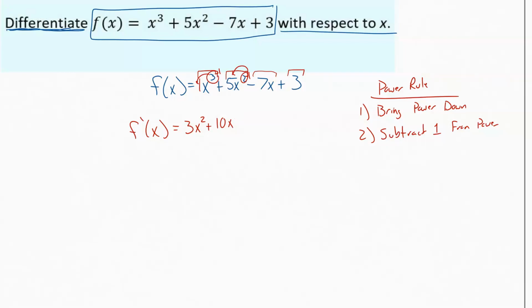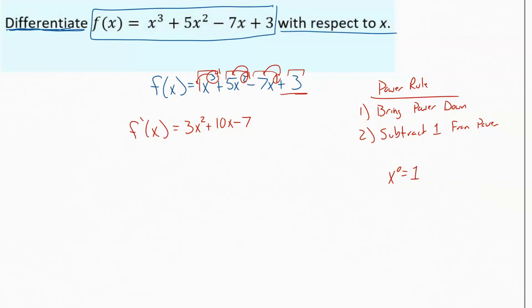Now looking at the next piece, the negative 7x, remember there's an unwritten 1 on the power of that x. So we're bringing that power down. We get 1 times negative 7 gets us negative 7. And technically, again, we get x to the 0 there. But as we know, anything to the 0 power, even x, always equals 1. So we don't really want that there.